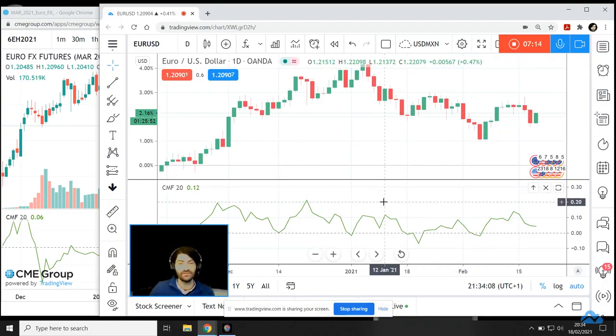So just to finalize, use volume in the correct way. Look at the futures side to confirm. Don't use volume indicators on spot FX because they will give you potentially misleading signals.